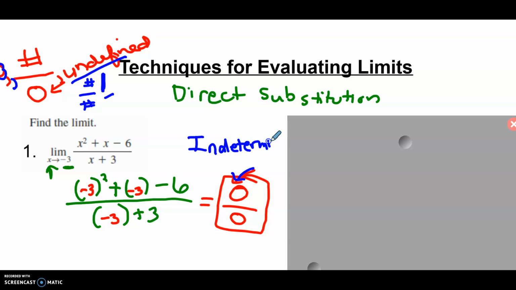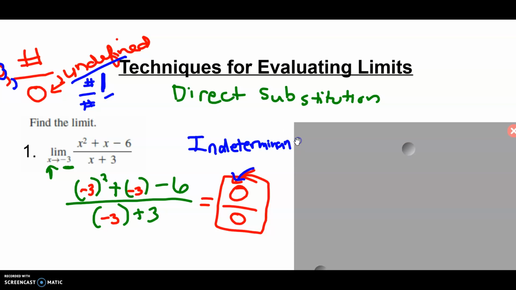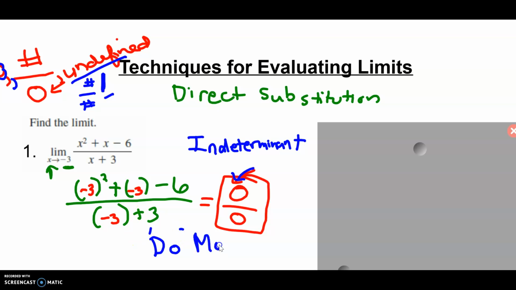I cannot determine right now what that value is. When you have 0 over 0, this screams for you to do more. You must, this is interesting. I'm trying to write with this pad. I'm not loving it. You must do more, okay? So what is do more? We're going to have techniques, different techniques of how to do more.